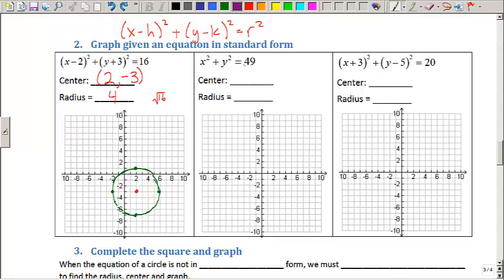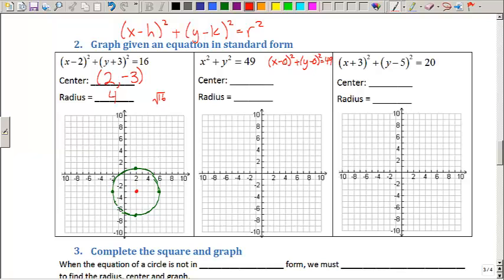x squared plus y squared equals 49. Well, I would like to find the center. Notice there's no parentheses here at all. So I'm not subtracting anything inside the parentheses with x. I'm not subtracting anything inside the parentheses with y. Another way of thinking about this problem is x minus nothing squared plus y minus nothing squared equals 49.